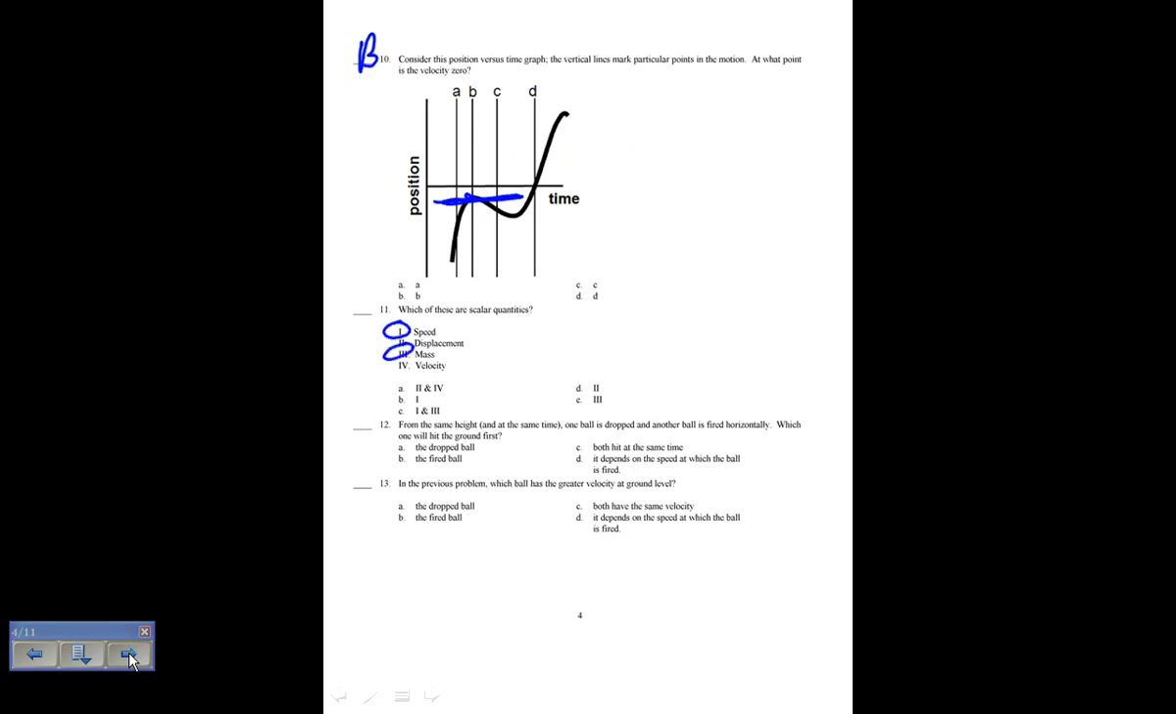Which of these are scalar quantities? Speed is scalar, mass is scalar, displacement and velocity are vectors. So it's 1 and 3. That is C.